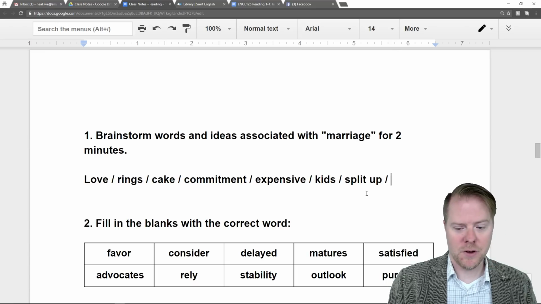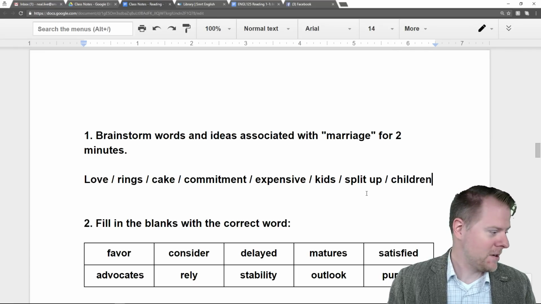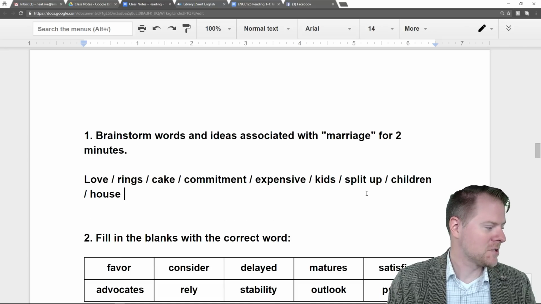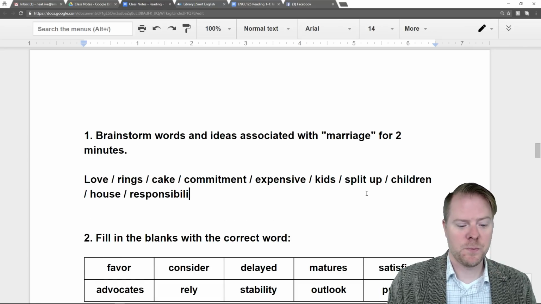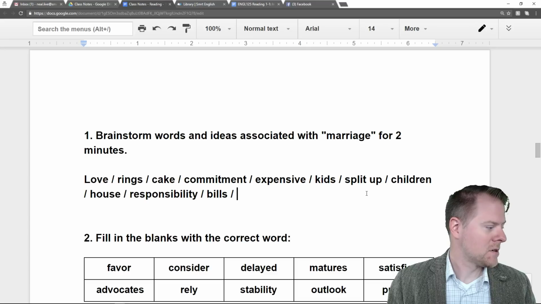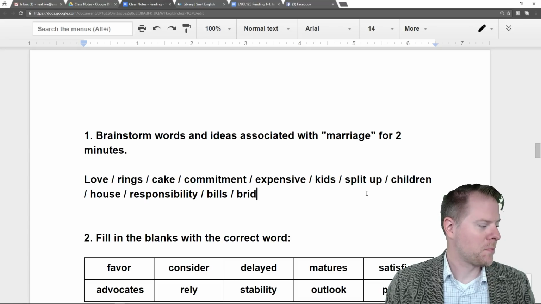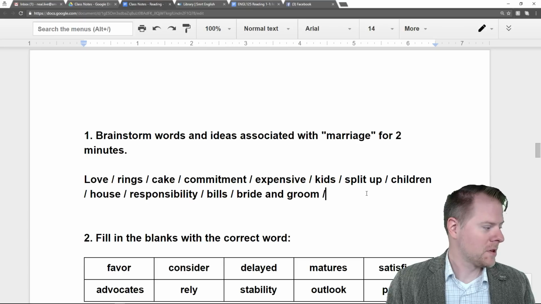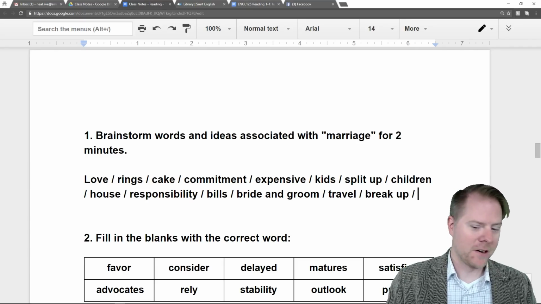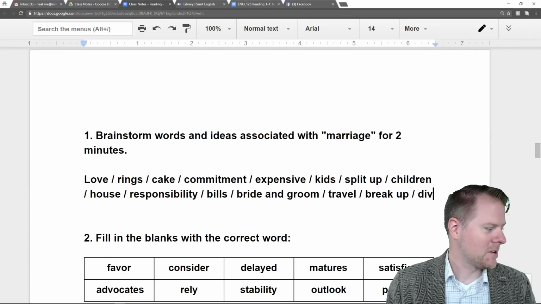Do you mean split up? The end? The end of marriage? Children, house, responsibility, bills, bride and groom. These are good. Good, guys. Yeah, the end of marriage, a breakup or a split up, divorce.